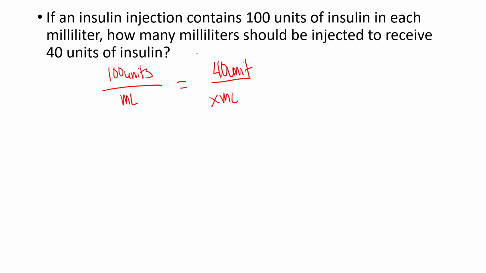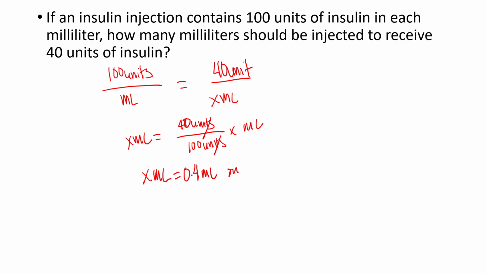Okay, simply rearranging the problem will yield x ml is 40 units over 100 units times 1 ml. So these two cancel out and you will get 0.4 ml of injection. As in any problem, the main importance of ordination proportion is to establish the relationships between the units first.